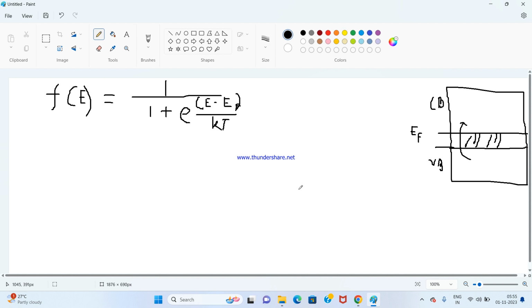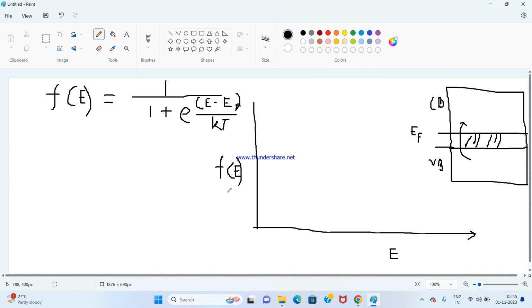Now as I told, if we try to plot it, the x-axis is my energy level, and my y-axis is the distribution, which is Fe. That means at any energy level at a given temperature, you can find out the probability of the occupancy of the electron.